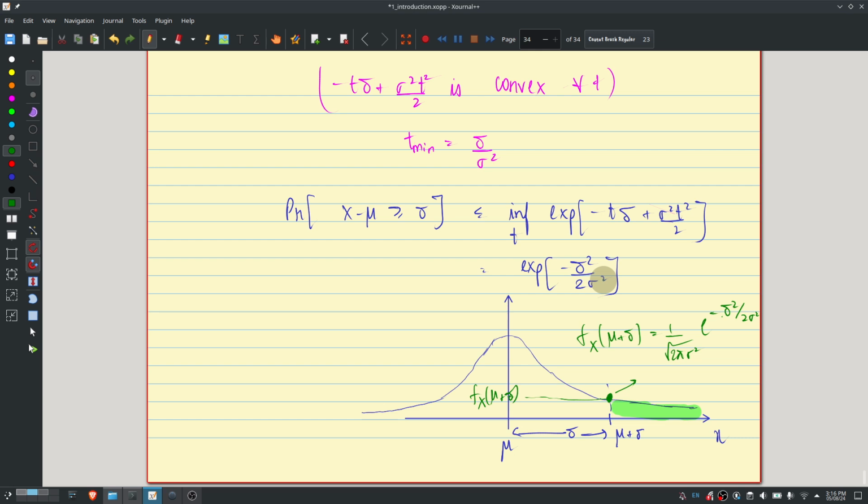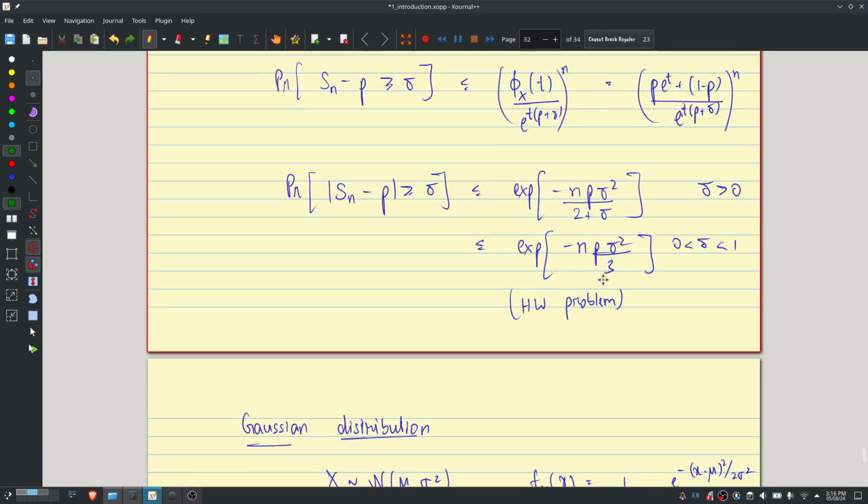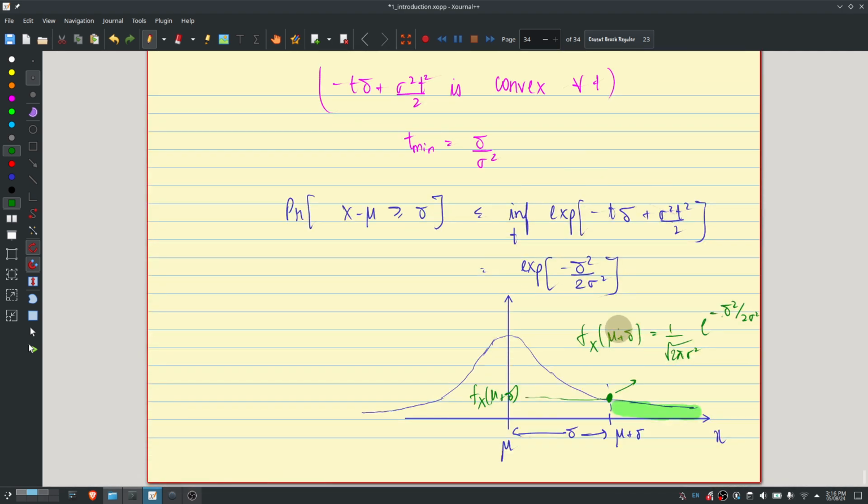So in this case, the Gaussian, as well as in the previous case, the Bernoulli, we derived bounds in which the probability of the deviation behaved roughly like e to the minus delta square times some constant. So in that case, if you choose, let's say, n equal to 1, then you get e raised to minus p delta square divided by 2 plus delta. And in the case of the Gaussian, this probability is e raised to minus delta square divided by 2 sigma square.